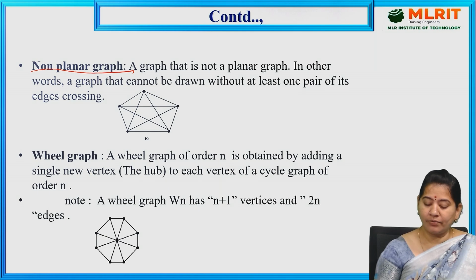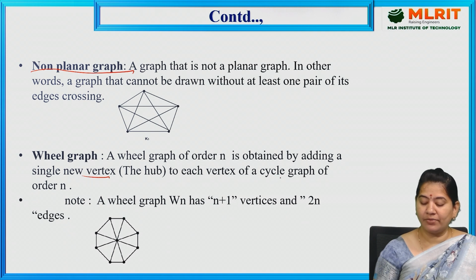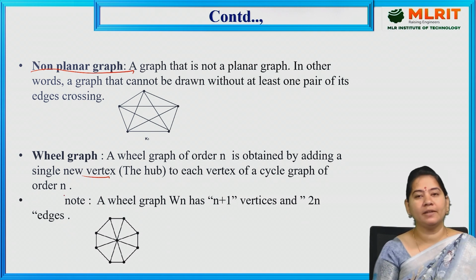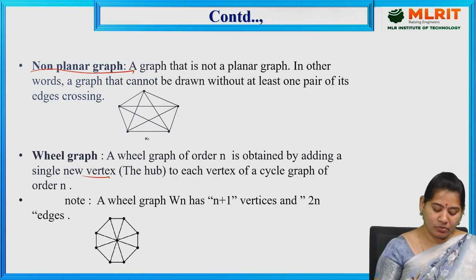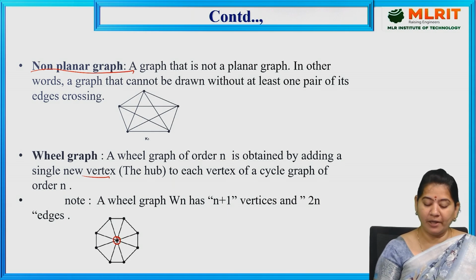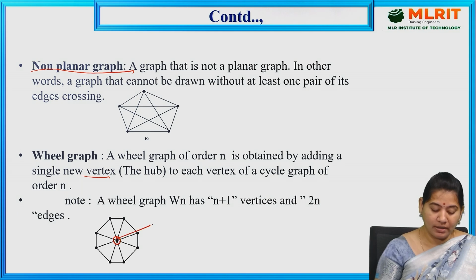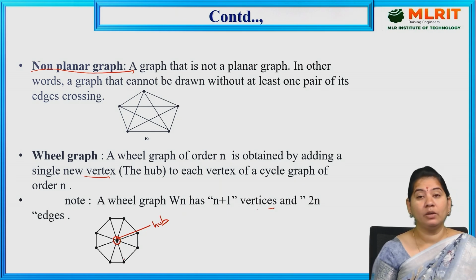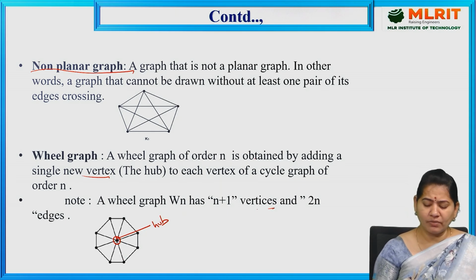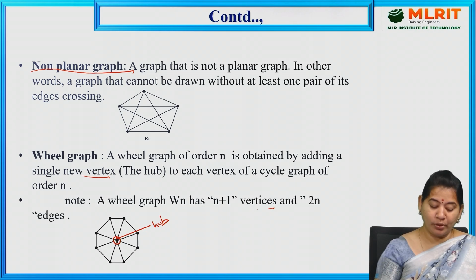A wheel graph of order n is obtained by adding a single new vertex to each vertex of a cycle graph of order n. Here you always have to think that the middle vertex we will not be counting. That middle vertex we can call the hub vertex. A wheel graph always will have n plus 1 vertices and 2n edges.